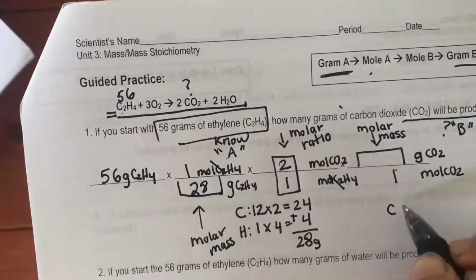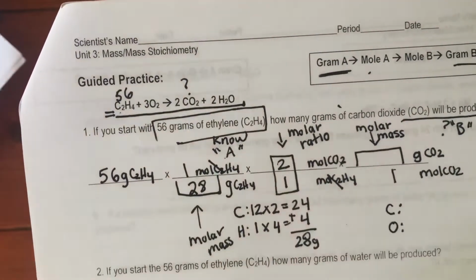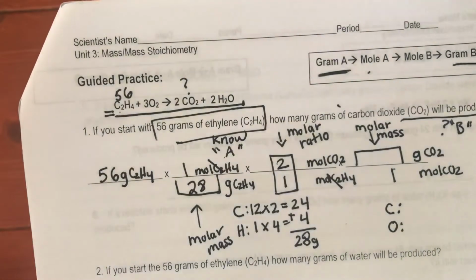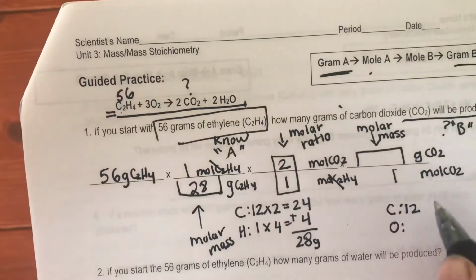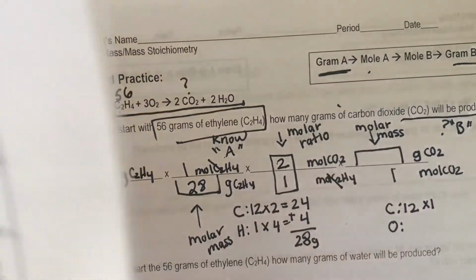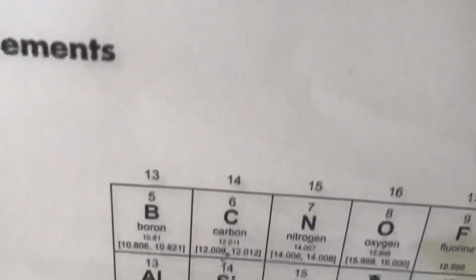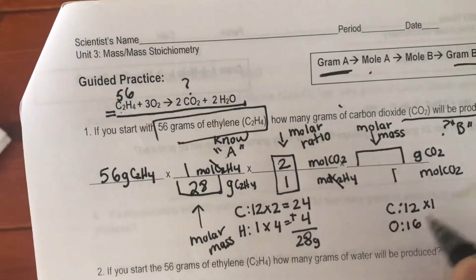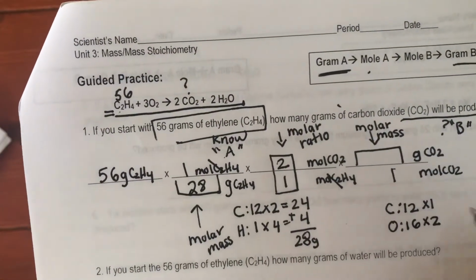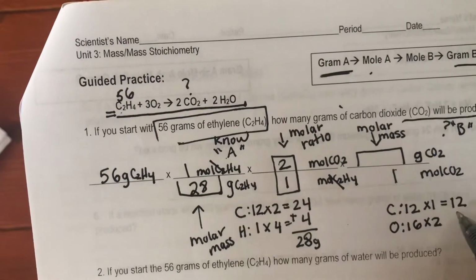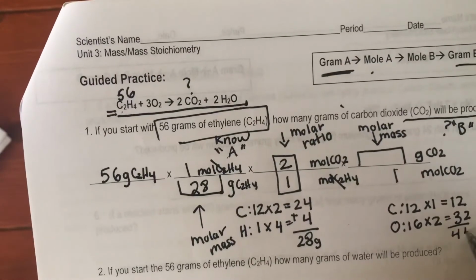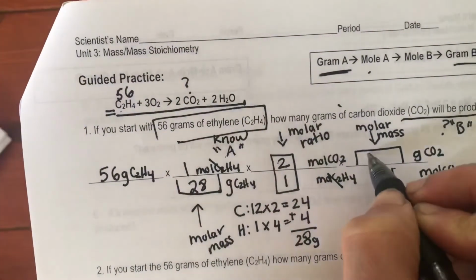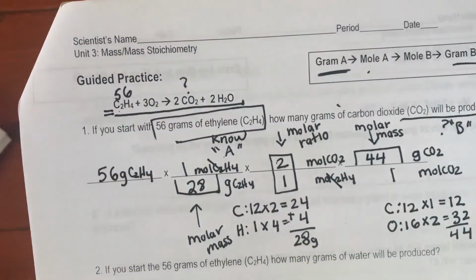To find the molar mass, I'm going to put my work down here. I'm going to put my mass of C, which was 12, times my 1 C in CO2. And oxygen, again, you could see here, is 15.9999. So I'm going to round that to 16. And I have 2 oxygens, so times 2. So that's 12. 16 times 2 is 32. 12 plus 32 is 44. So I put the molar mass of CO2 up here.